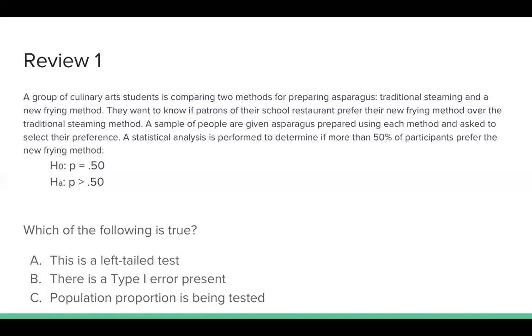Next, B, there is a type 1 error present. In order to figure out if there's a type 1 error present, they have to make a decision, and they haven't decided yet. They're only at the hypothesis-forming part of their analysis, so we don't know if there's a type 1 error present yet. And then C, population proportion is being tested, so we know that this is true because P is our parameter for population proportion, and it's in our null and alternative hypotheses.